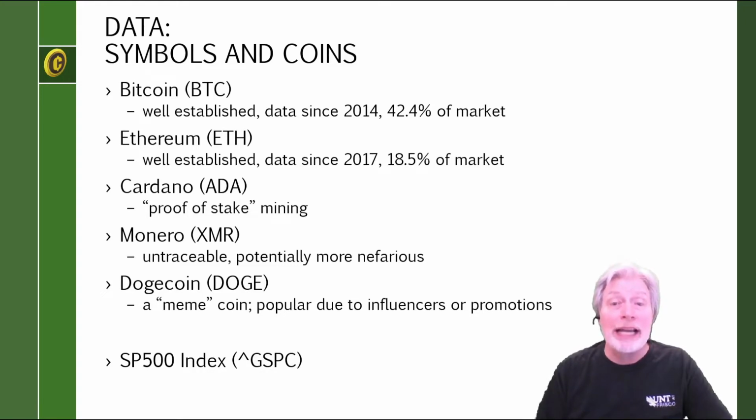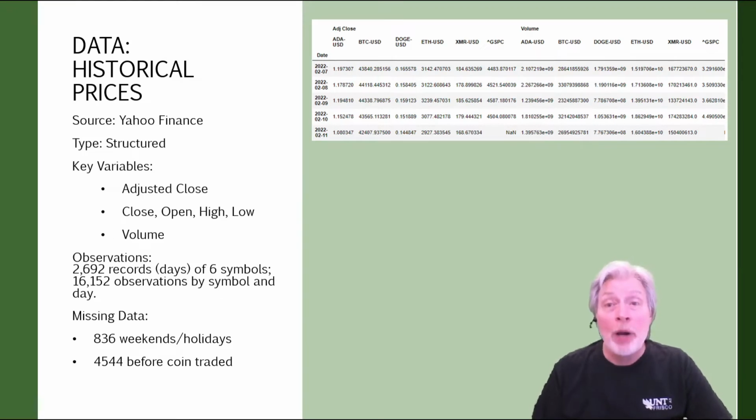In addition to the coins, I also included one stock index representing the top 500 companies in the S&P to use as a control or a comparison. There were 3 components or sources of data that were aggregated together, and all are publicly available databases included in the references, just in case you're interested. The first was the historical price data or market data. The source for this data was Yahoo Finance, with structured data that included close price as well as the open, high, low, and volume for each day and each symbol. So in total, there were 16,152 observations.